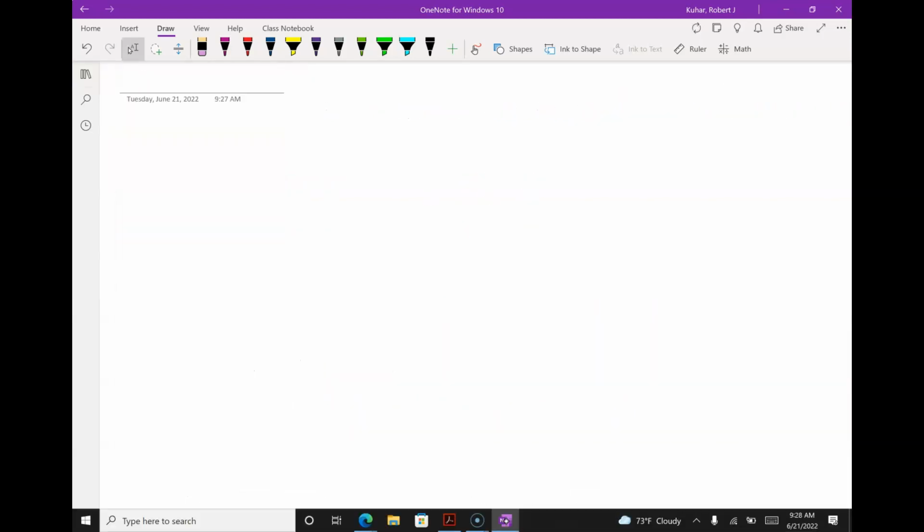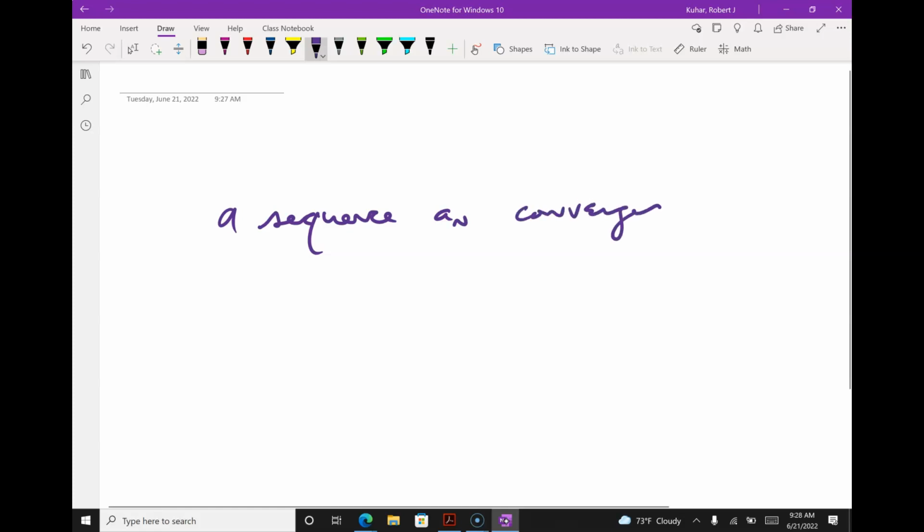But that's our main thing. We say a sequence converges, right? A sub n converges if the limit as n goes to infinity of a sub n is L, and that's some real number, right? I need that thing to be a real number. So it can't be plus infinity or minus infinity, right? And it can't oscillate. It's got to get somewhere.